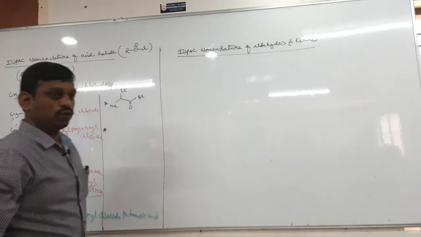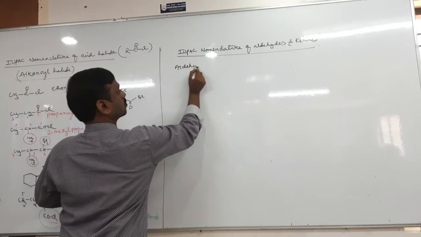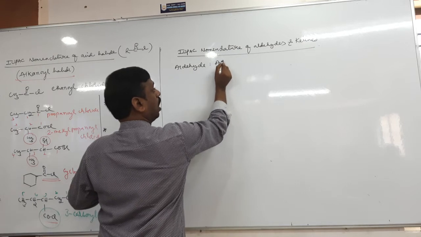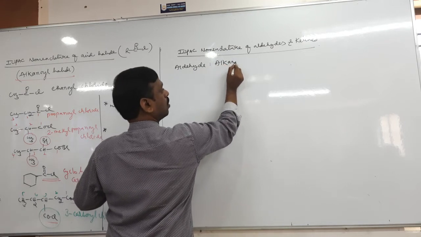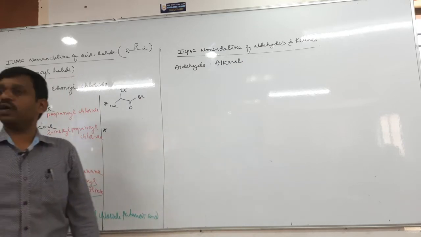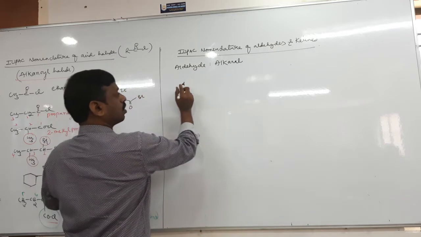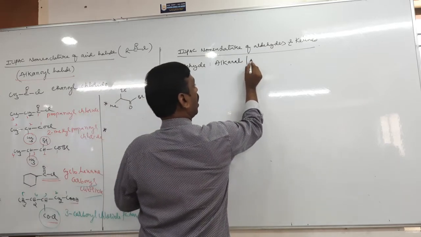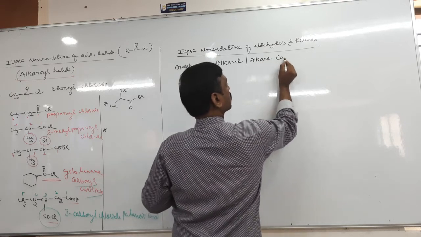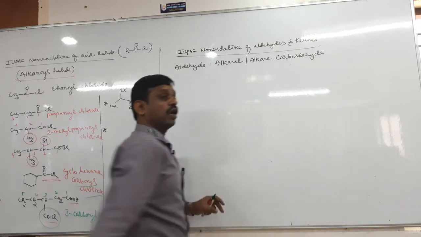So, what is the IUPAC name of aldehyde? Aldehyde: alkanal. Methanal, ethanal, propanal, butanal, pentanal, alkanal. If alkanal is not possible, alkane carbaldehyde. Yes or no? Alkane carbaldehyde.